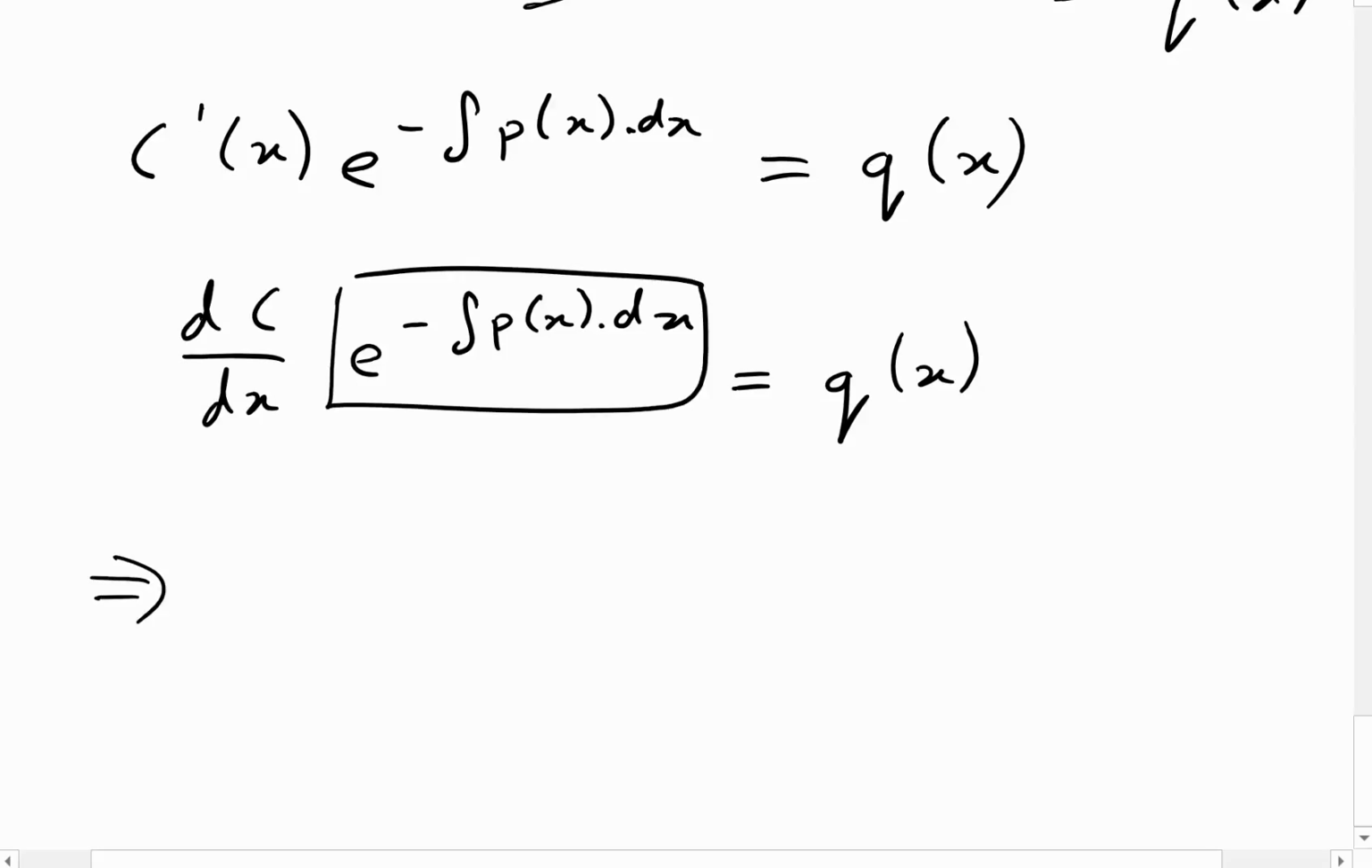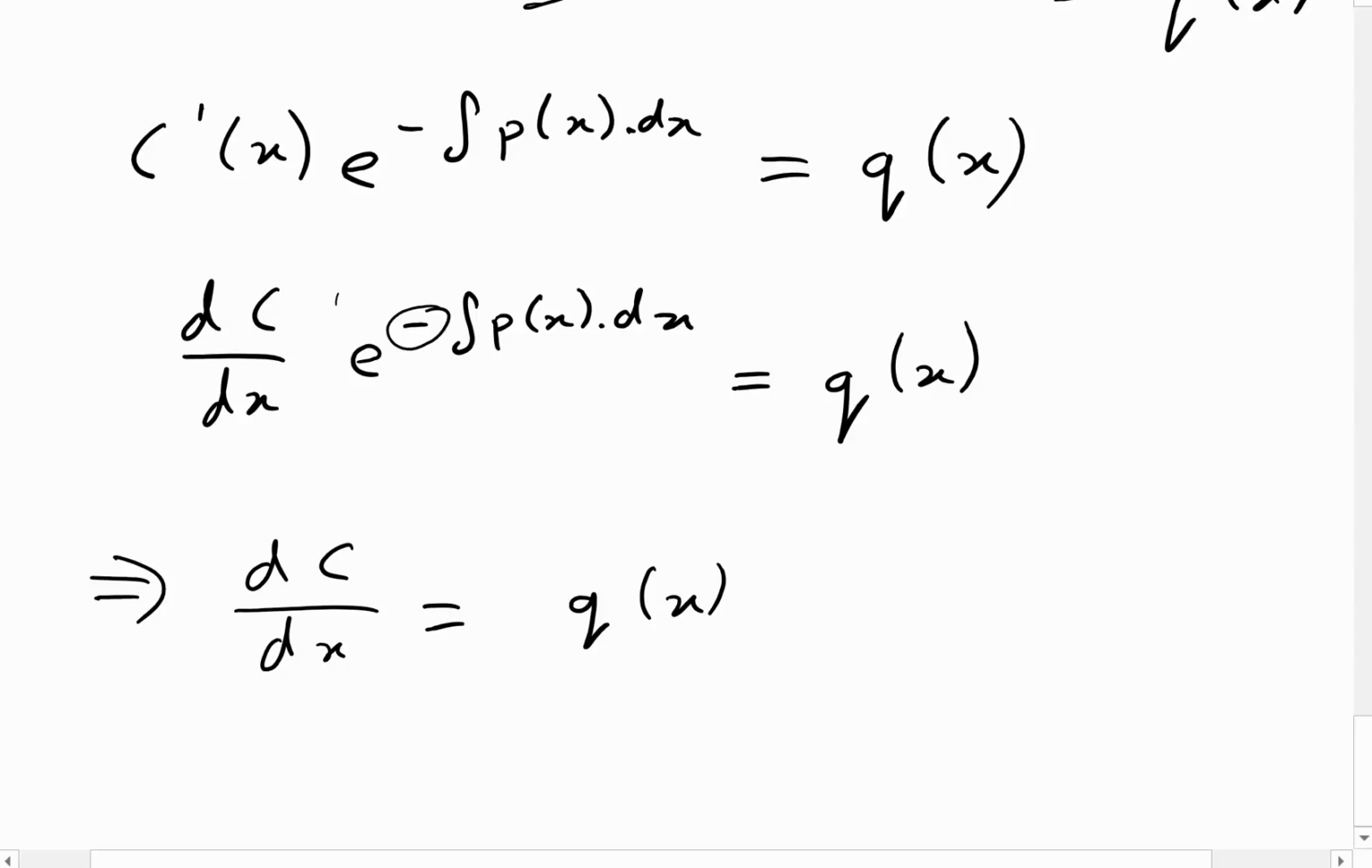So that implies that dc by dx is going to be equal to q of x. Well, let's look at what this actually means. Because I've got a minus here, it's a bit like saying 2 to the minus 1 is just going to be 1 over 2 to the 1. So the minus thing here basically means that what I should have here is actually 1 over that thing.